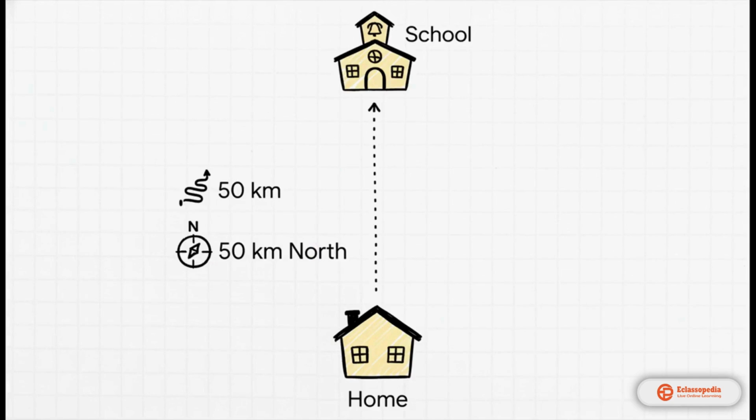Let's make this super clear with an example. Imagine you're walking to school and it's 50 kilometers north. The distance you've traveled is 50 kilometers. And your displacement is also 50 kilometers. But you have to add the direction, 50 kilometers north. So far, so good. They seem pretty similar.